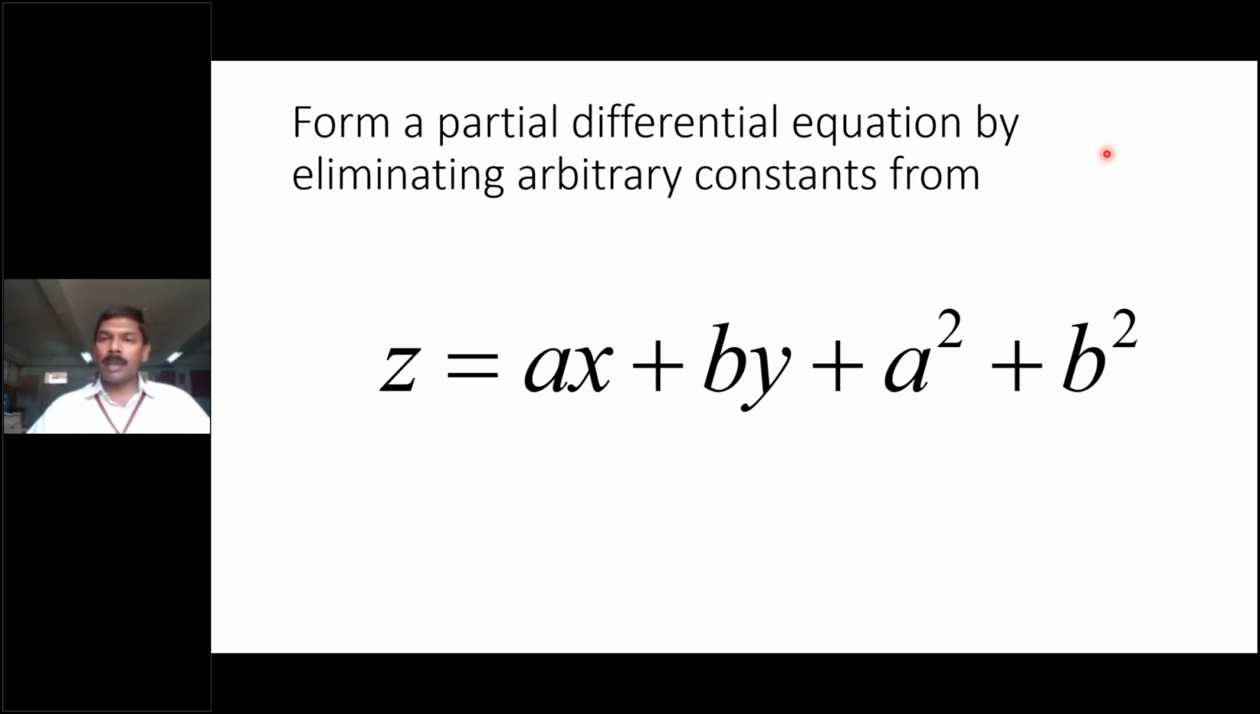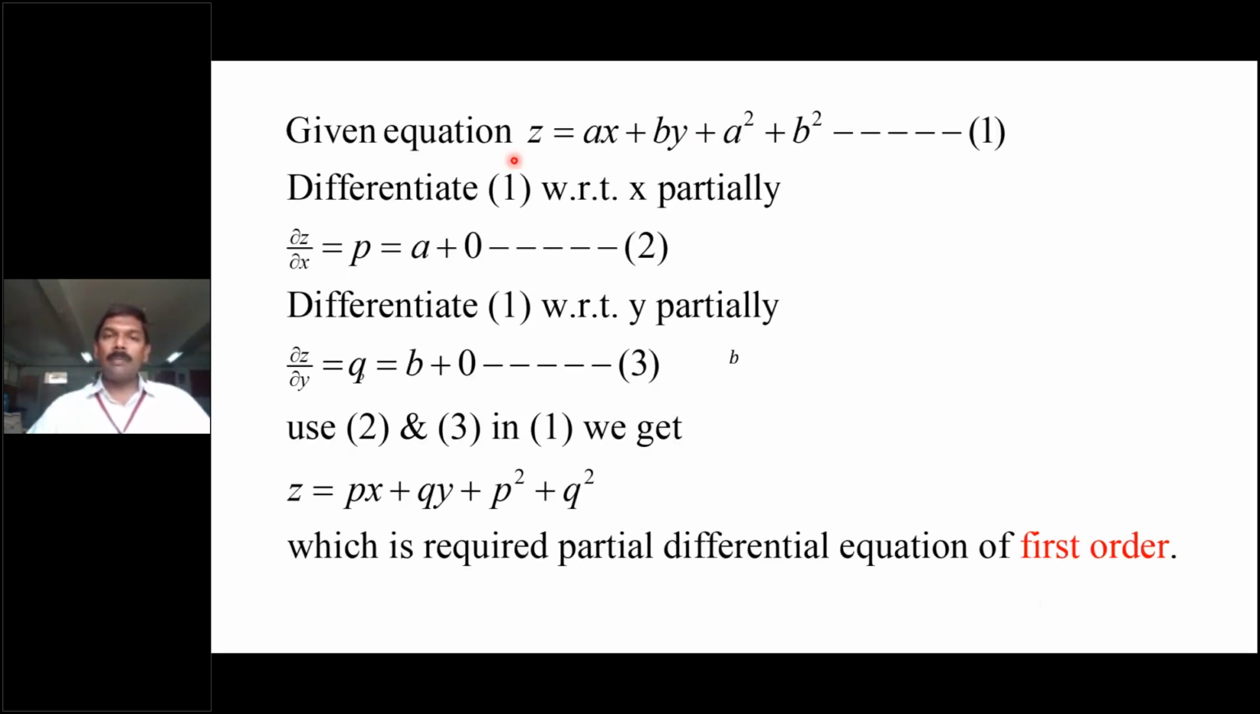a partial differential equation. Now coming to the solution, start with the given equation z equal to ax plus by plus a square plus b square. Take it as equation 1. Now to get a differential equation from equation, first of all we have to differentiate that equation. Now let us differentiate 1 with respect to x partially. So equation number 1, left side is z. When we differentiate z partially with x, we write dou z by dou x, which we indicate with p.